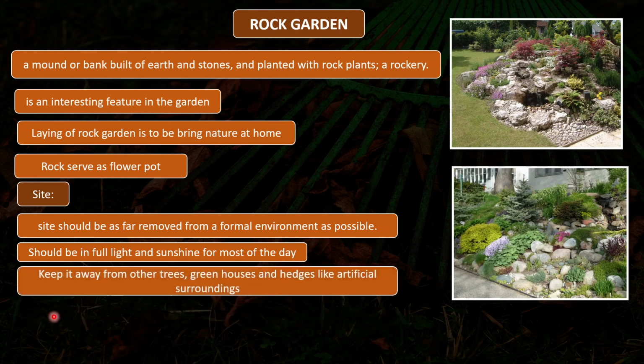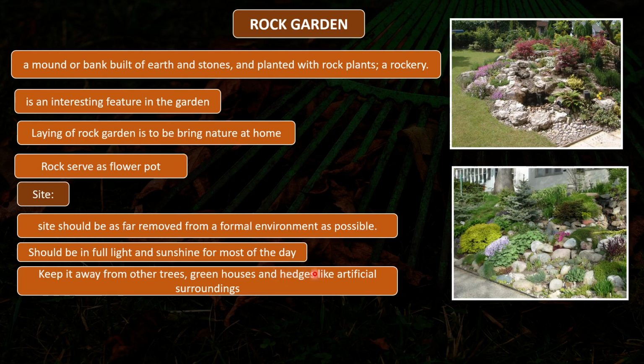Now apart from that, it is important that we keep the rock garden away from other trees, greenhouses and hedges like artificial surroundings, because greenhouses are artificial things. So we need to keep the greenhouse and the rock garden away, because a greenhouse will give a formal look, as it is artificial, it will have a symmetrical look. So we need to separate the things that are symmetrical, because a rock garden is something which is asymmetrical, right?